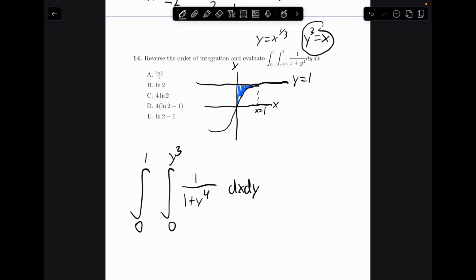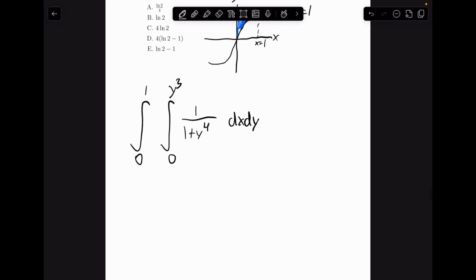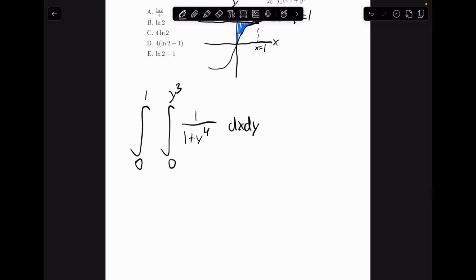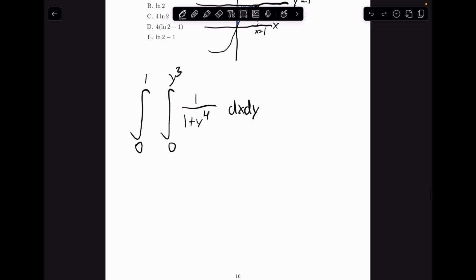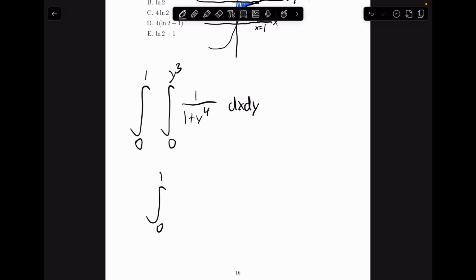Okay, well, time to evaluate this thing right here. And we don't have any x's in here, so that's cool. We can just do our top bound minus our bottom bound to get that integral and then multiply it by this. So really we just have the integral from 0 to 1 of y cubed over 1 plus y to the 4th power, and that's still all dy.